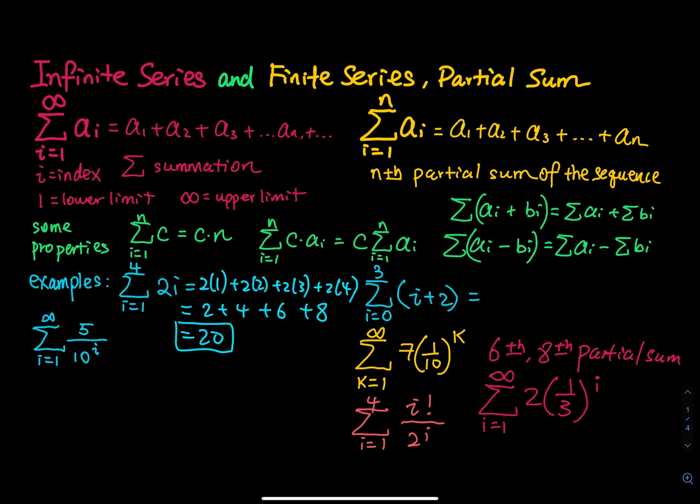How about the next one? i goes from 0 to 3. So this is from 0 to 3. So i goes from 0 to 3. So this is a 0 plus 2, and then 1 plus 2.